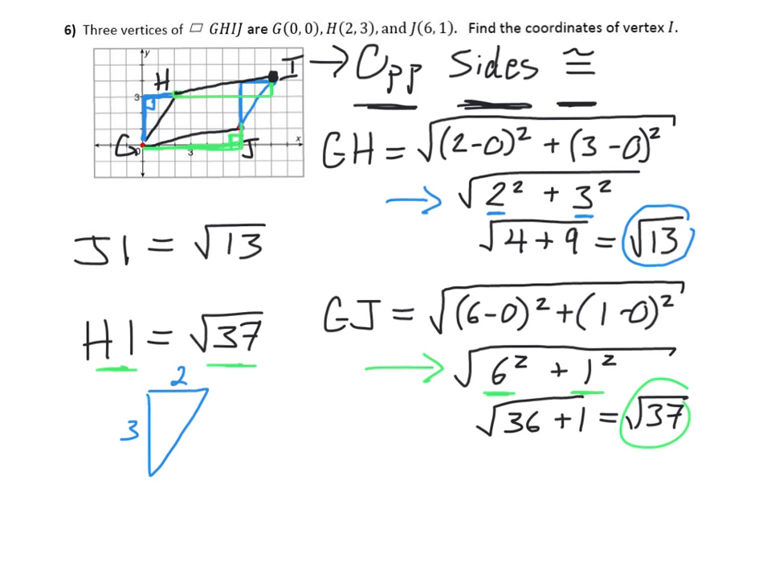Now, both of these methods also help if you are given a quadrilateral and have to prove that it is a parallelogram. So you can do that by showing the opposite sides are parallel or showing that the opposite sides are congruent.